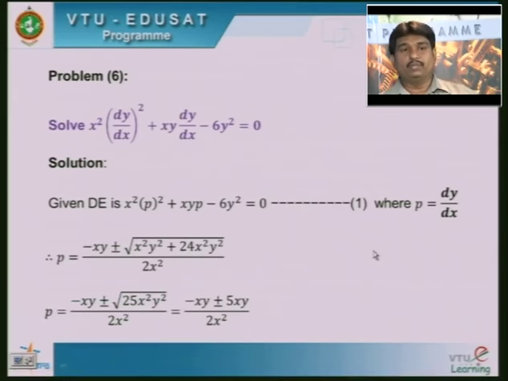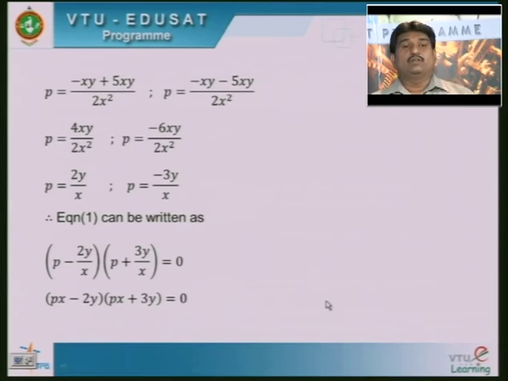Now, problem number 6. Solve x square into (dy by dx) whole square plus xy into dy by dx minus 6y square equals 0. The given differential equation is x square p square plus xy p minus 6y square equals 0, where dy by dx is p. As usual, it's a quadratic equation. You can find its factors and solve it for p to get roots as p equals 2y by x and p equals minus 3y by x.